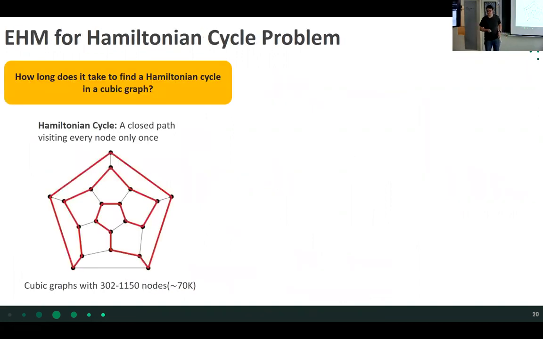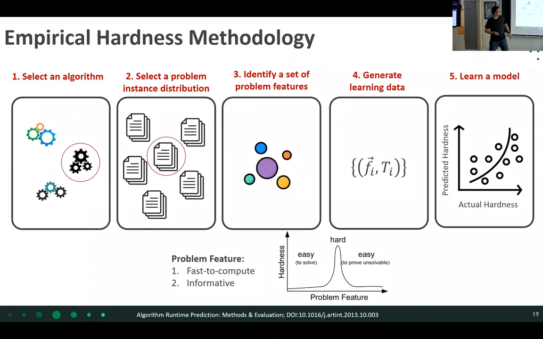Sorry, what are the arguments of this? Oh, this is the actual hardness of the problem versus the predicted hardness by the model. Hardness is the thing that we care about. It could be runtime, it could be accuracy of the algorithm, it could be any other parameters that we have.